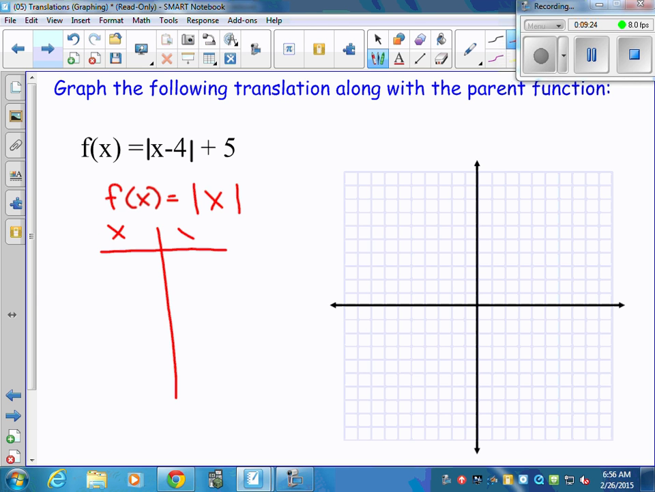So that gives us our initial table: -2, 2; -1, 1; 0, 0; 1, 1; 2, 2. These parent values are something that you do want to work on memorizing, because we are going to use these a lot overall.